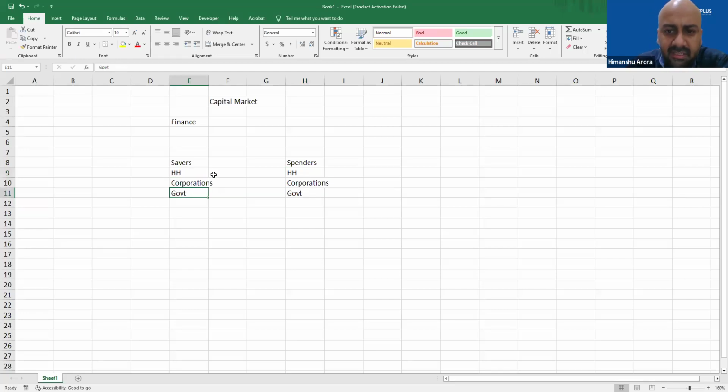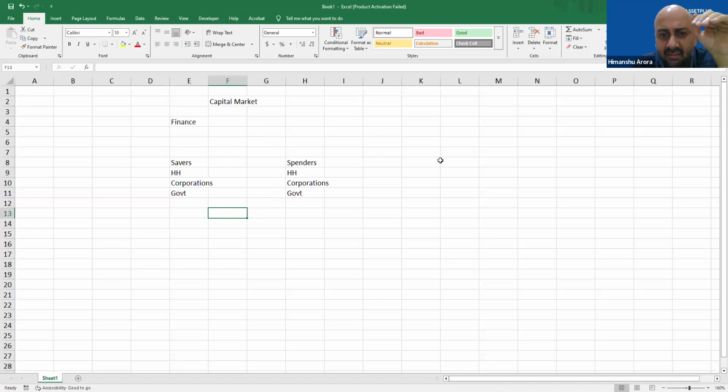Now the problem is that the savers in, for example, India, do not know that a corporation in the US, let's say Tesla, needs some money, which means there is a requirement of a channel. So you will be requiring a channel which will transfer the money from savers to spenders. And this is what we call finance. So finance is the movement of money from savers to spenders.